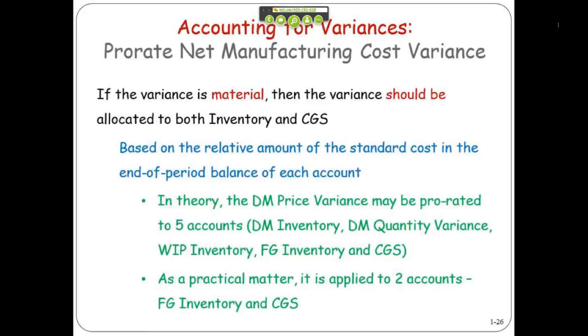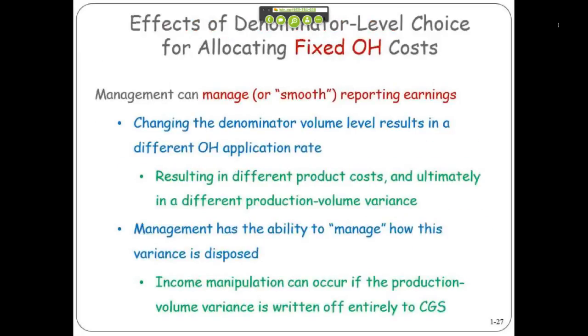You could choose to put more in inventory, and what would that do? Increase your profits and boost up your balance sheet by giving you more assets. So how you dispose of your variances will have an effect on your profitability and your balance sheet. And you could do it simply by having a bad denominator level.